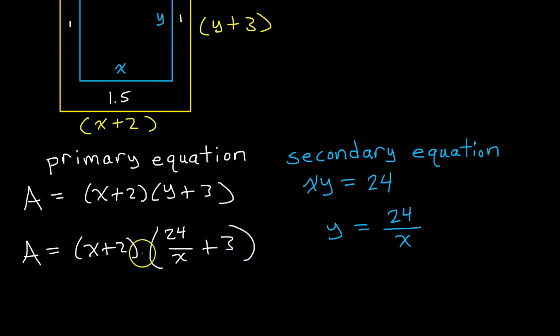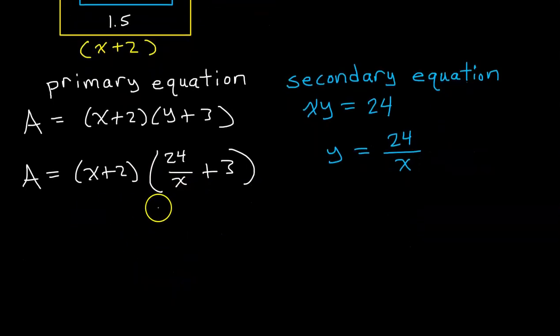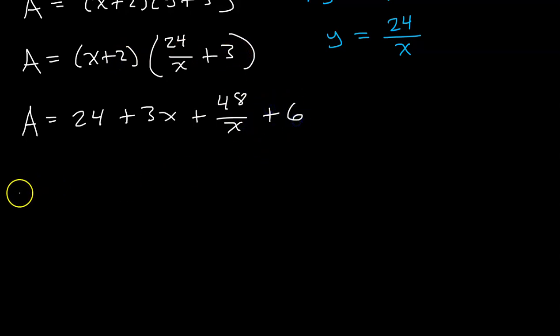Notice that now we only have one variable. Let's just keep going and simplify this as much as possible. I'm just going to double distribute right here. So x times 24 over x will be 24 because the x's cancel out. And then x times 3 is 3x. Now 2 times 24 over x is going to be 48 over x. And then 2 times 3 is 6.